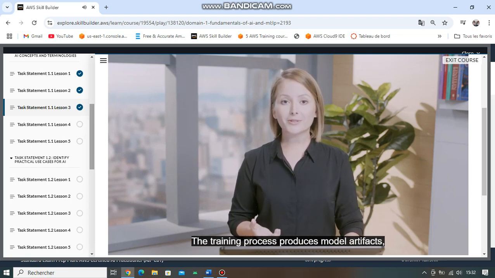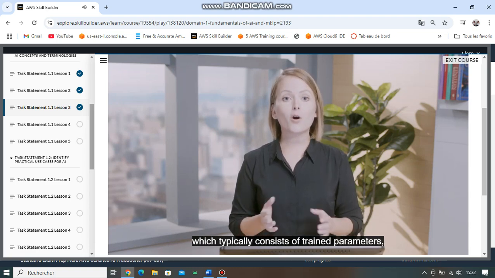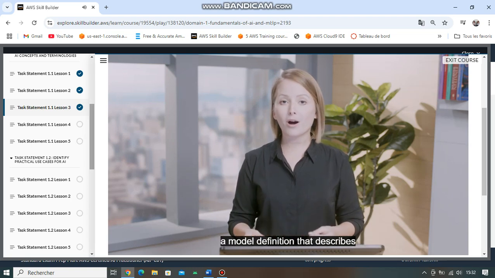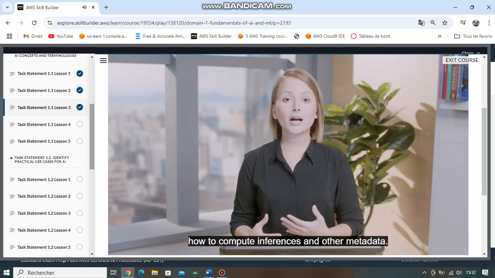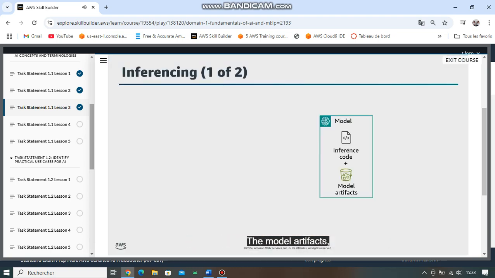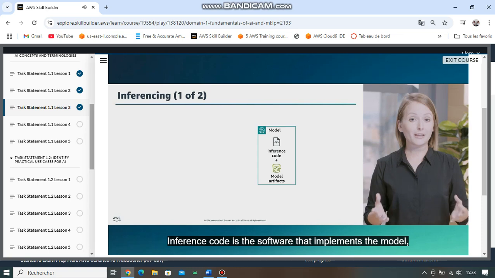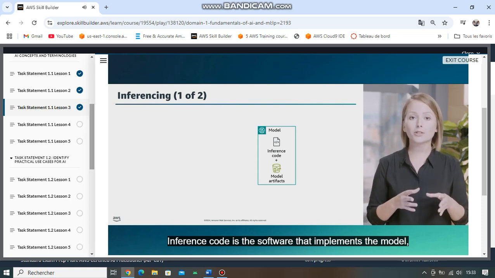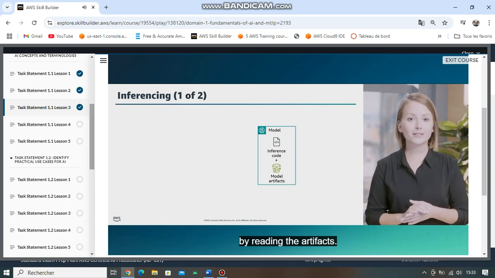The training process produces model artifacts, which typically consist of trained parameters, a model definition that describes how to compute inferences, and other metadata. The model artifacts, which are normally stored in Amazon S3, are packaged together with inference code to make a deployable model. Inference code is the software that implements the model by reading the artifacts.